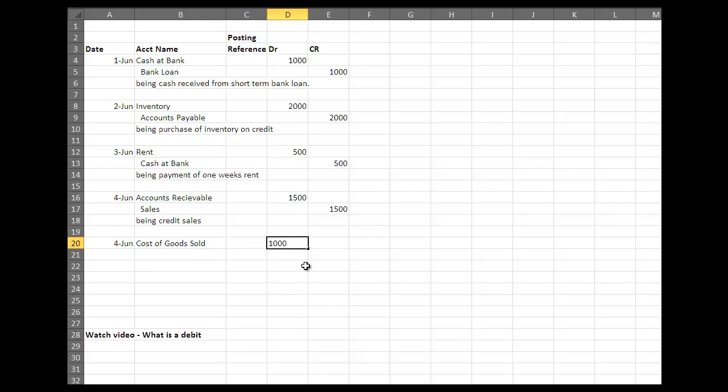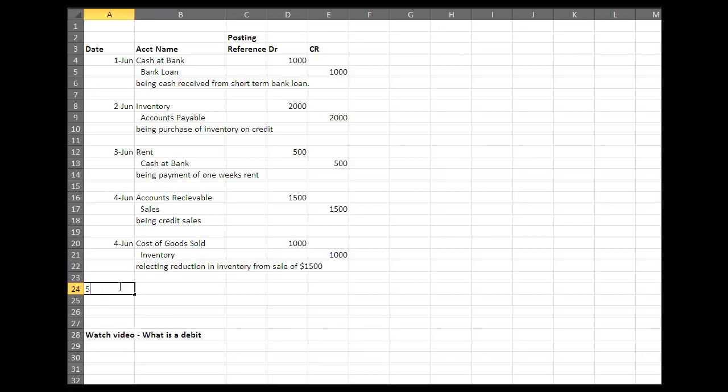$1,000, so those items cost us $1,000, and the cost of goods sold, and the credit entry, do we have a reduction in an asset? Yes, we have inventory. Those 1,000 items have now gone out of our inventory. And this is reflecting the reduction in inventory from the sale of $1,500.